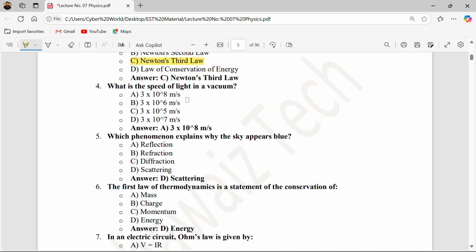What is the speed of light in vacuum? We know that the speed of light in vacuum is 3 times 10 raised to power 8 meters per second, meaning 3 lakh kilometers per second. The speed of light in vacuum is a constant, so it remains the same: 3 times 10 raised to power 8 meters per second.